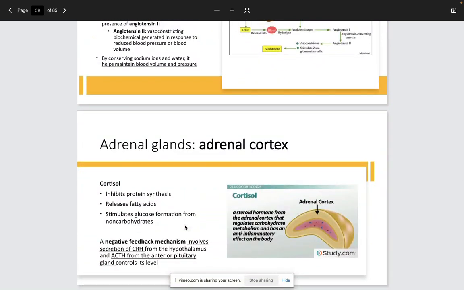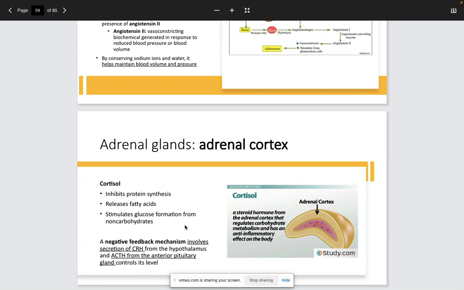Cortisol, I want you to know a few things about it. Cortisol is going to be produced by the fasciculata, right? The zona fasciculata in response to ACTH. If you remember this negative feedback system, this will most likely show up on your exam, as I think this is a very important context or concept to understand.